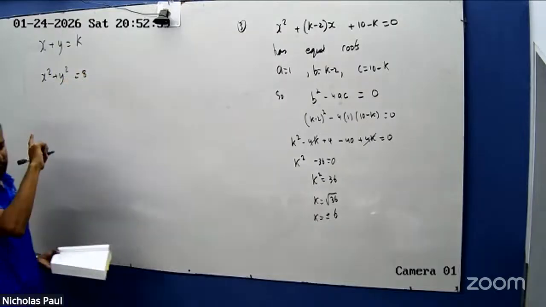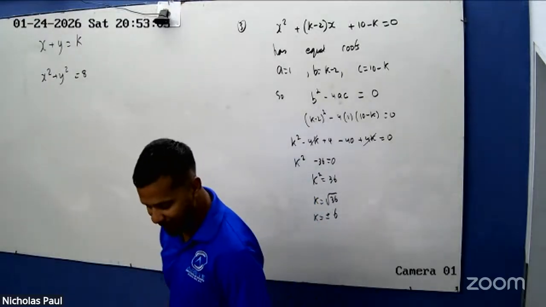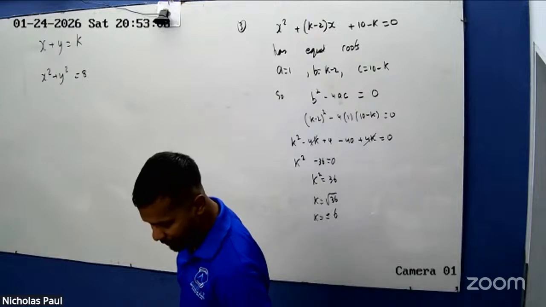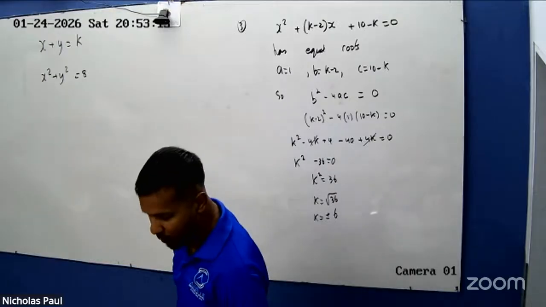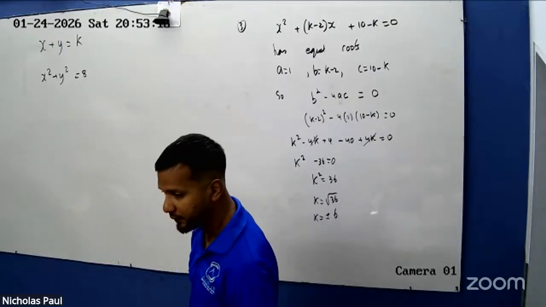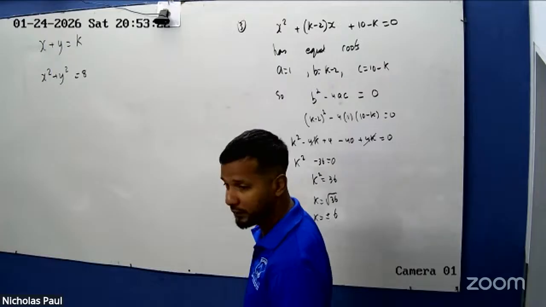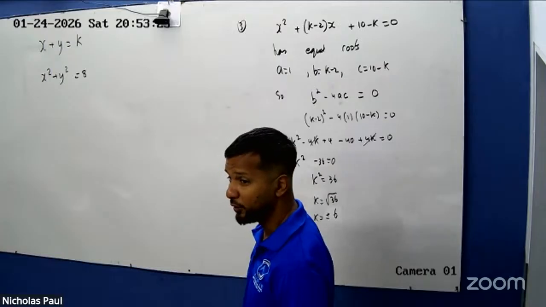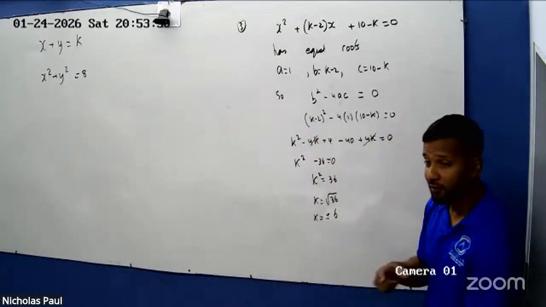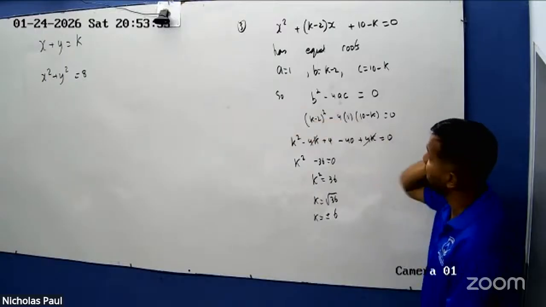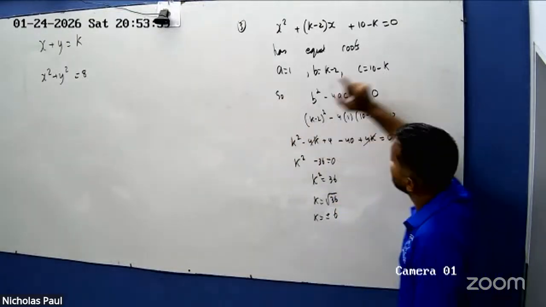Find the values of k if the line x plus y equals k is a tangent to the circle x squared plus y squared equals 8. That looks or sounds nothing like what we've been doing all the time. So what we have to do is take that information and get it to look like something we can handle. So we have to go from that to this.